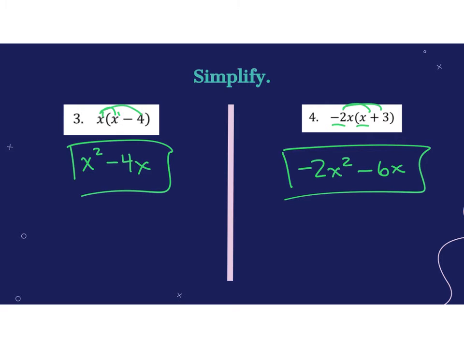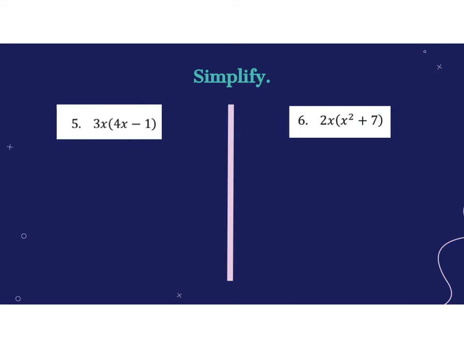These were both already in standard form. This was an exponent of 2, this was an exponent of 1. So my exponents decreased already. Same thing here, exponent of 2, exponent of 1. So those were both in standard form. So I'm good because my exponents decreased as I moved from left to right.